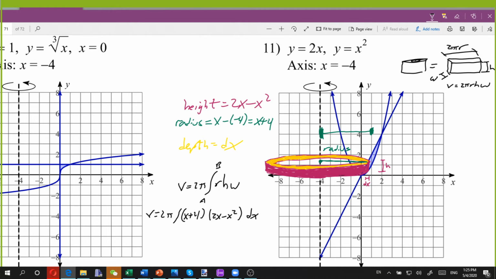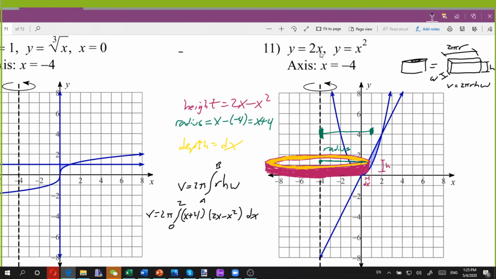I want to know what the bounds of this integral should be. The A and B. Yes. 0 and 2, perfect. We can see it on the graph right now, but if I couldn't see it on the graph, we could set these two functions equal to each other.